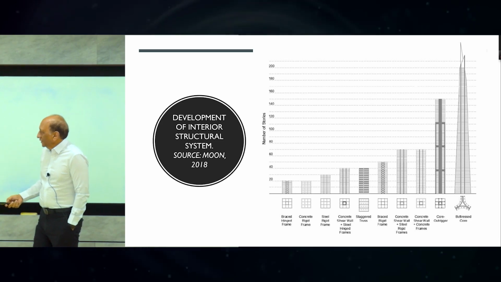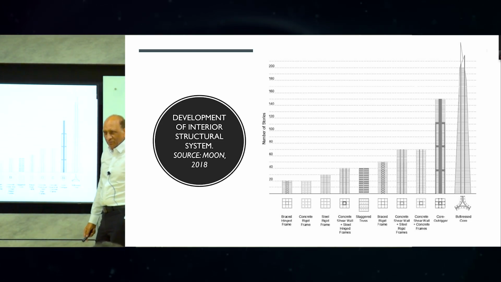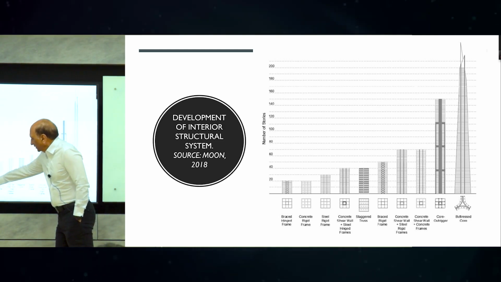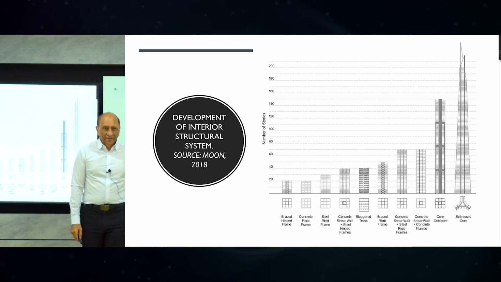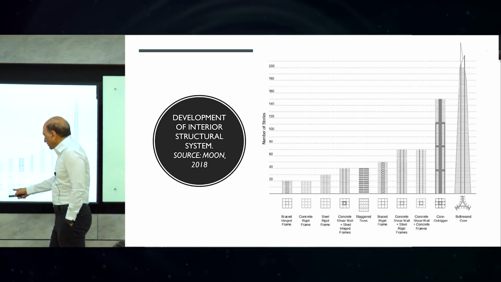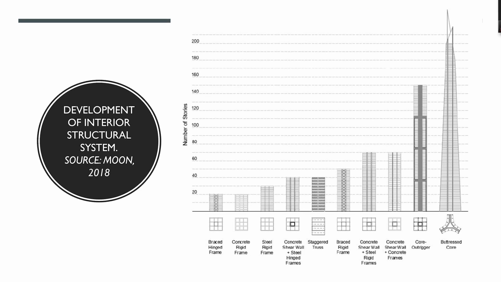Okay. So this is a nice document from this guy, Moon, strange name, Moon, 2018. And according to that, these are internal systems. That means the things that you put inside the structure. Okay. And then he has braced hinge frame, concrete rigid frame, steel, concrete plus shear wall, plus frame, plus staggered truss, plus this, plus many things here until we have the outrigger system that I talked to you about, and we're going to talk about that. And buttressed core in this one. So these are systems which are inside the building, which is fine.